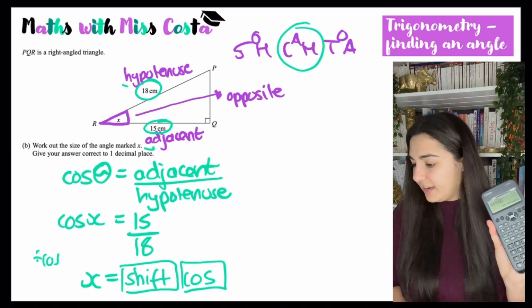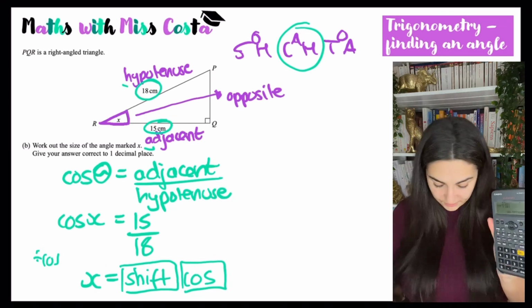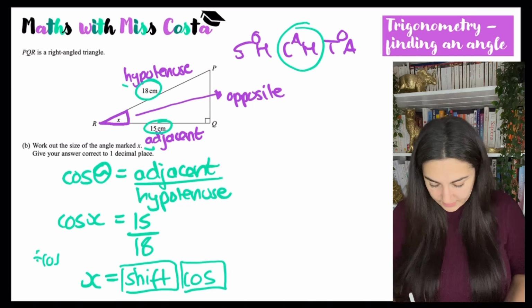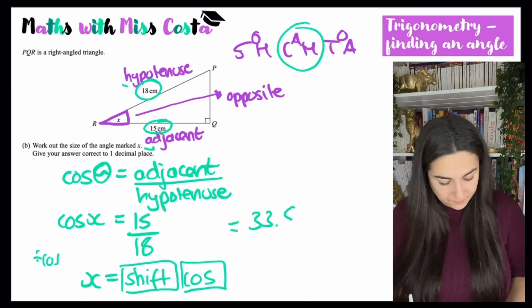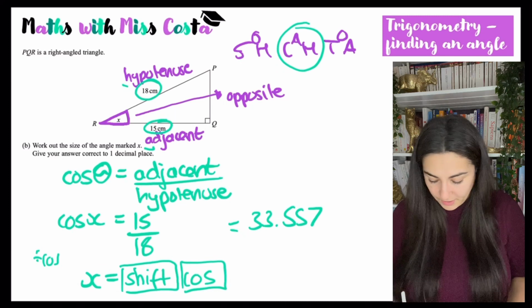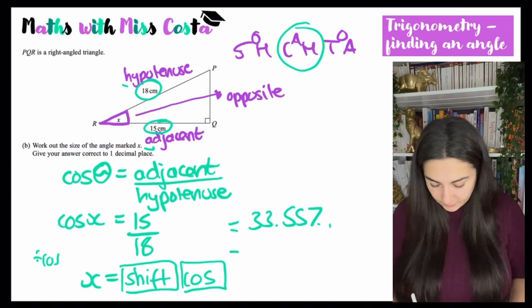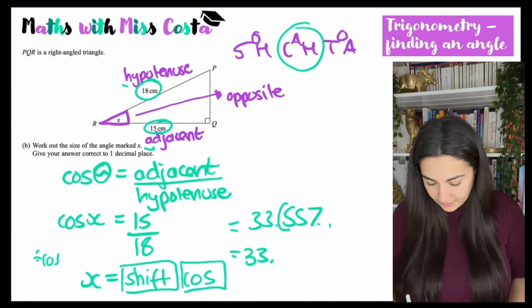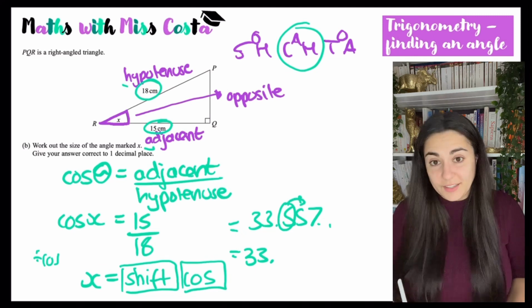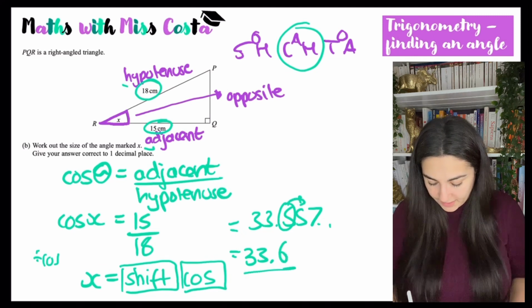Type that into your calculator and it should give you 33.557, blah, blah, blah. Again, it says to one decimal place. So we say 33 point, look at the 5, look next door, it's larger than 5. So we add one more, so 33.6.